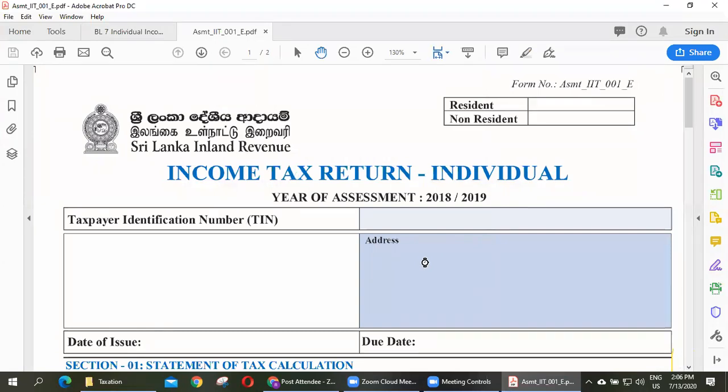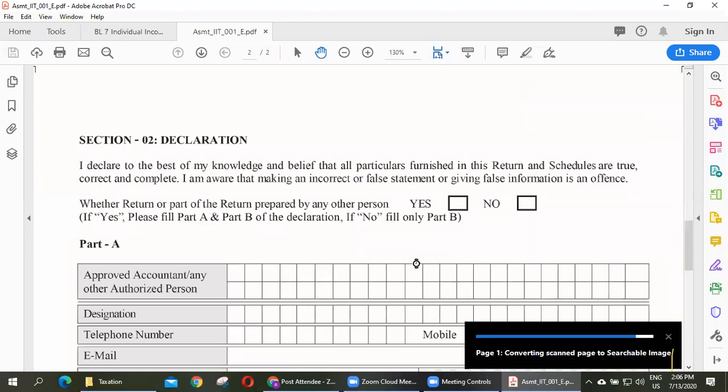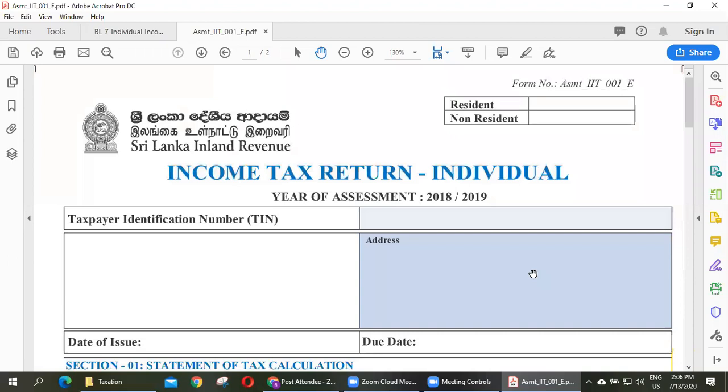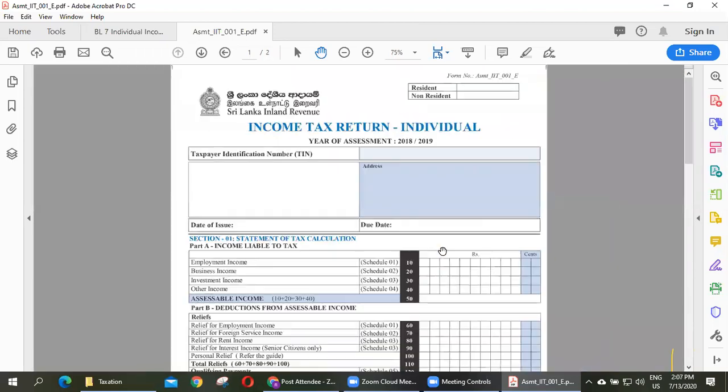Can you see this? Can you see this form? Yes, sir. This is the form.